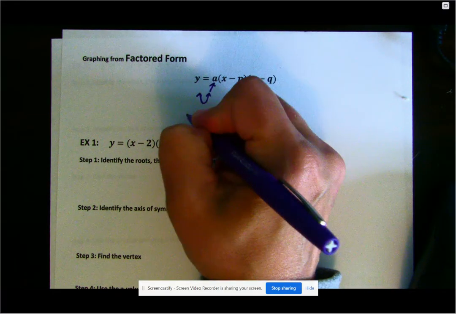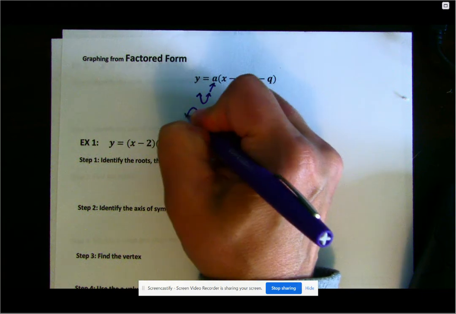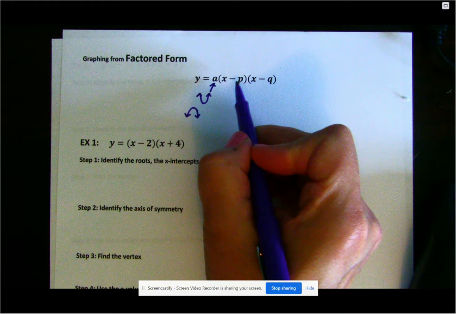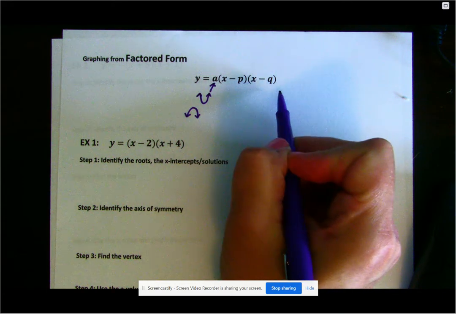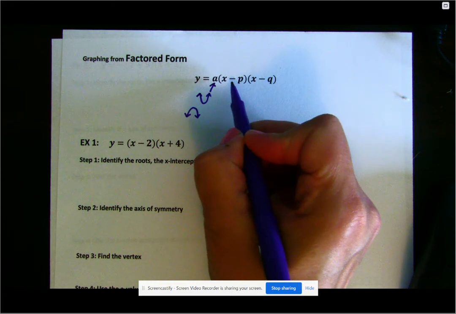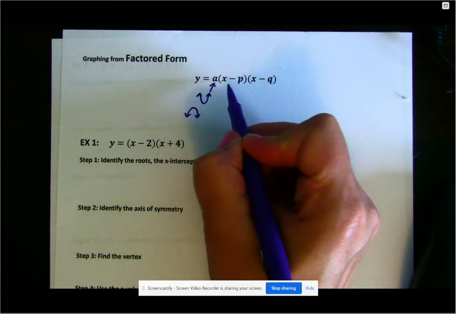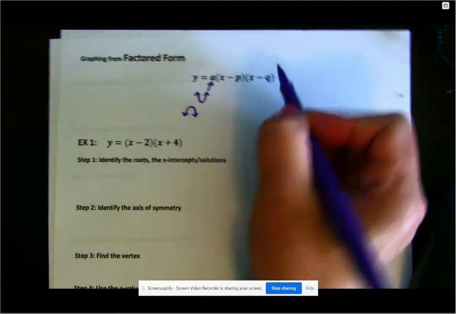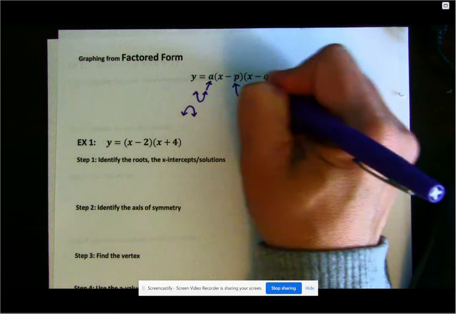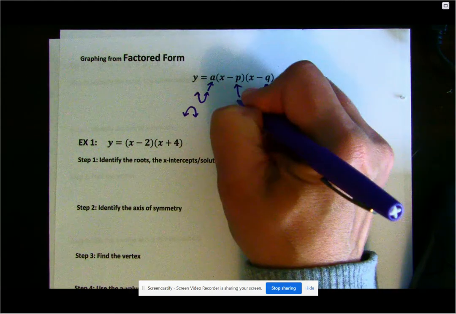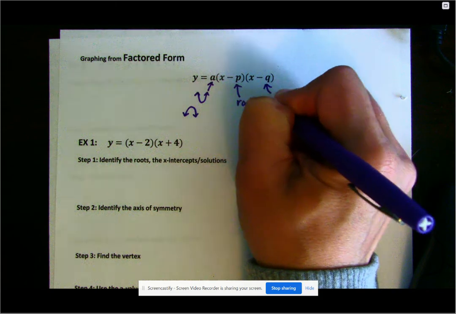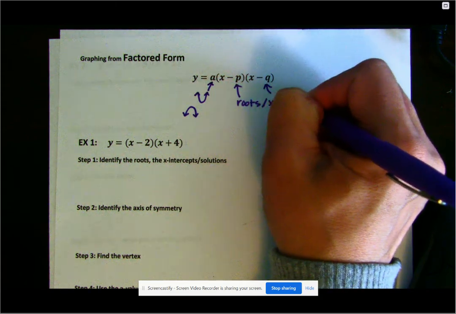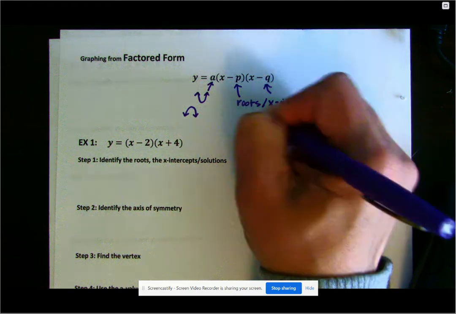All of them today, and on your homework, are going to have an a value of 1 or -1. Then you have these two expressions in parentheses, and they actually could say plus or minus, but the equation is written x minus p and x minus q. When they're written this way, the p and the q are called the roots, or the x-intercepts, or the solutions.